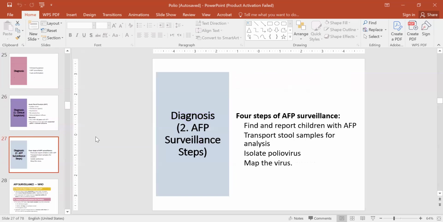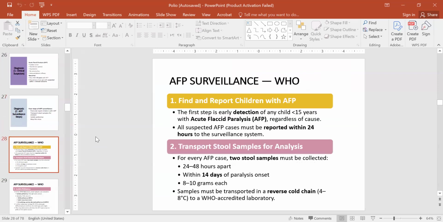Then the second category of the diagnosis is AFP surveillance. WHO recommends 4 steps of AFP surveillance. First is to find and report children with AFP. Second is to transport stool samples for analysis. Third is to isolate poliovirus, and fourth is to map the virus. We will go through the detail. The first step is find and report children with AFP.